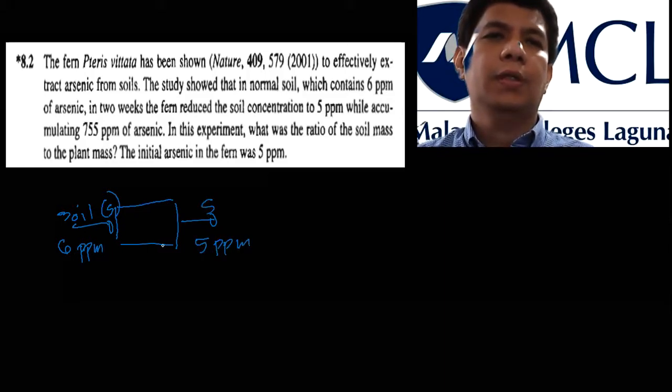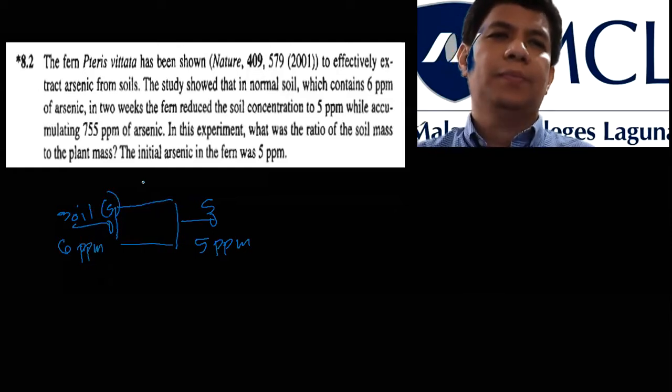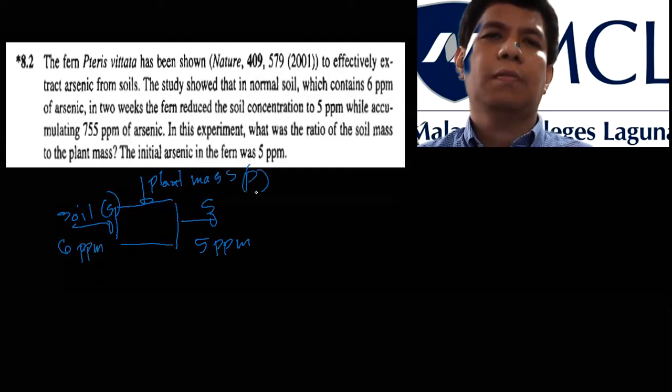So this is your soil. Assuming that the amount of soil is not really changed by the plant, what comes in, the amount of soil that comes in, is equal to the amount of soil that goes out of the process. Because this is the initial plant mass, let's call this P. Okay. So originally, the plant mass, according to the problem, is 5 ppm.